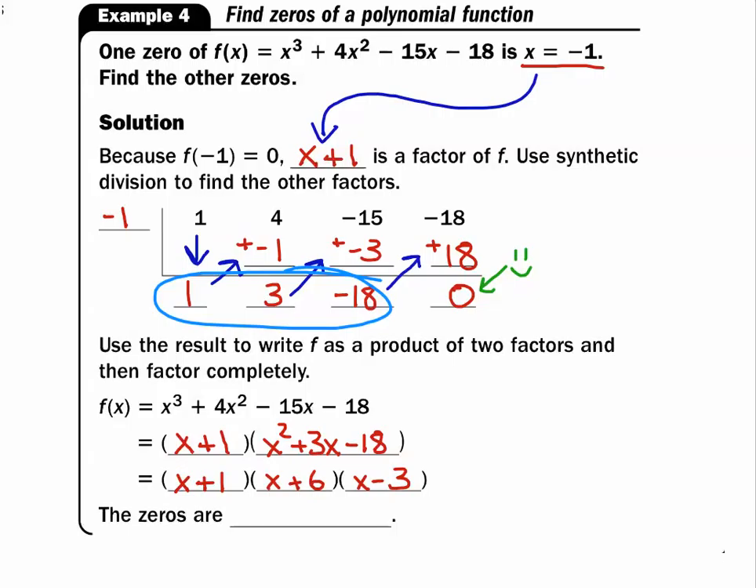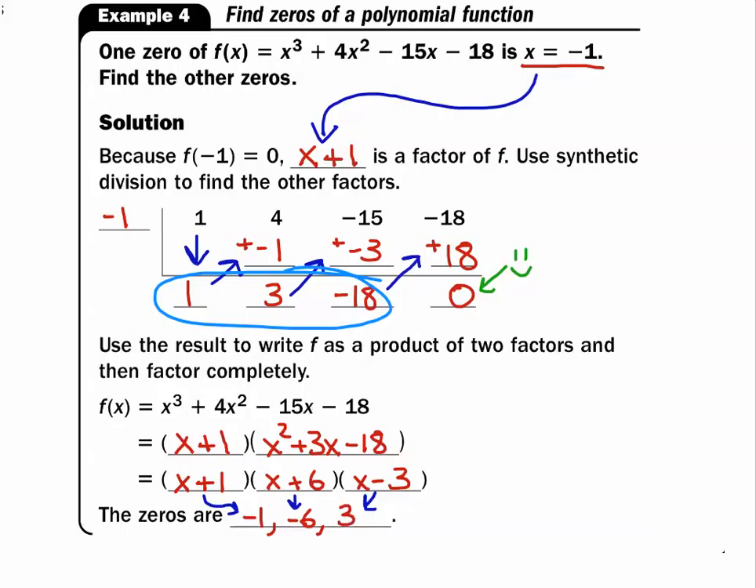Because x plus 1 is a factor, we know that -1 is a 0. Because x plus 6 is a factor, we know that -6 is a 0. Because x minus 3 is a factor, we know that 3 is a 0.